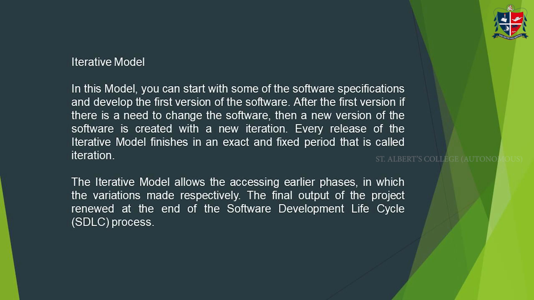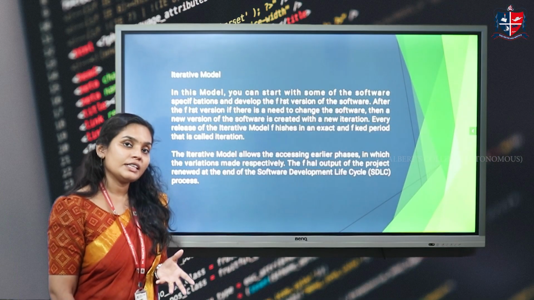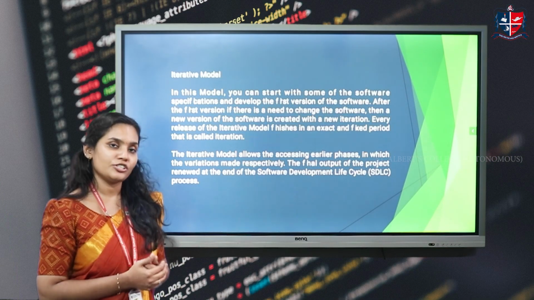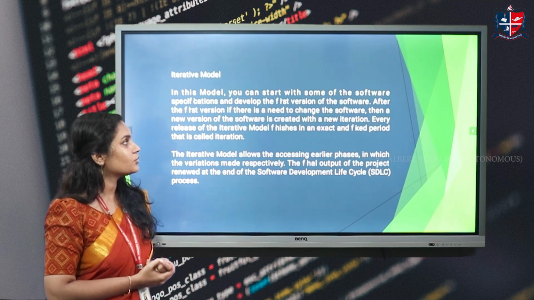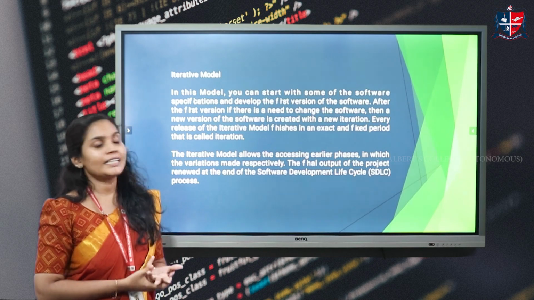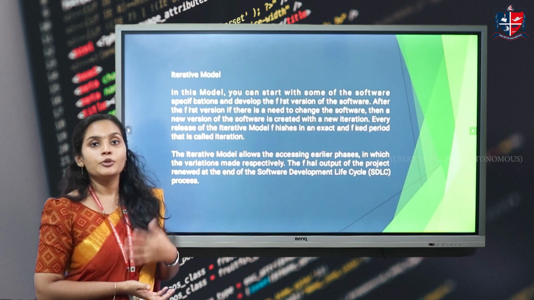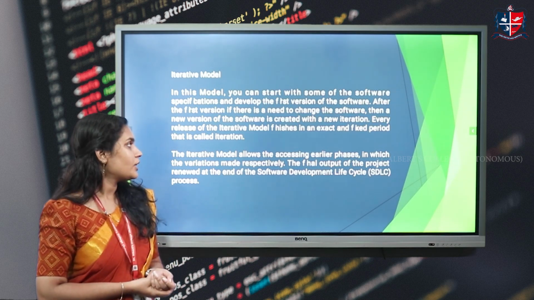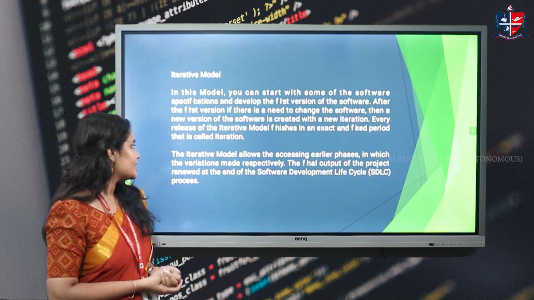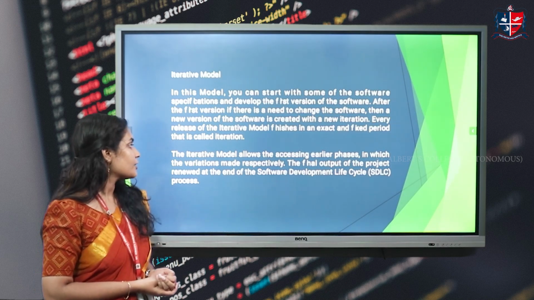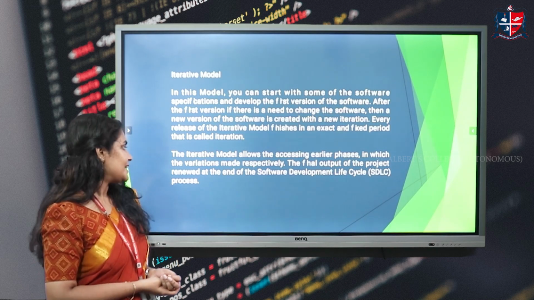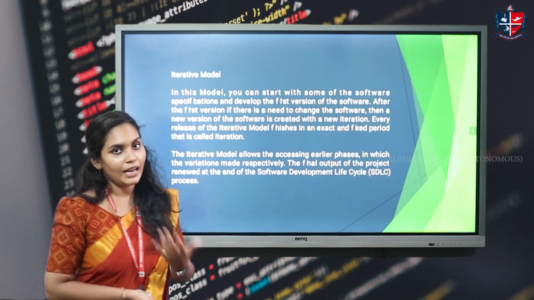So in this model, we can start with some of the software specification and develop the first version of the software. So we can first create a sample version of the software. After the first version, if there is any need of change to the software, then a new version is created based on the new needs. And the iterative model allows accessing earlier phases, in which the variations renew the final output of the project, up to the end of the SDLC process, that means the software development life cycle process.